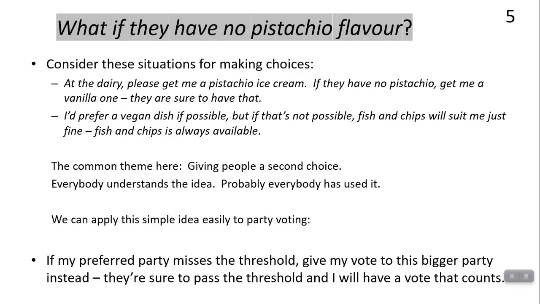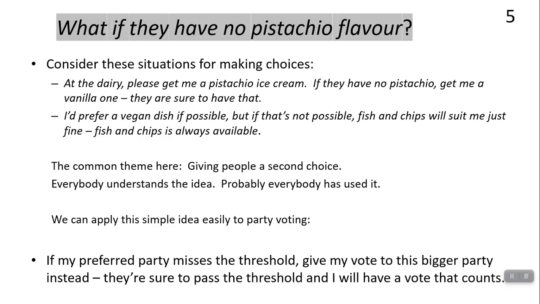And to get to the solution, consider these situations for making choices. At the dairy, please get me a pistachio flavour ice cream. If they have no pistachio, get me a vanilla one. They're sure to have that. Or, for a restaurant, I'd prefer a vegan dish if possible. But if that's not possible, fish and chips will suit me just fine. Fish and chips is always available. Well, the common theme here is pretty clear: giving people a second choice. Everybody understands the idea, and probably everyone has used it.